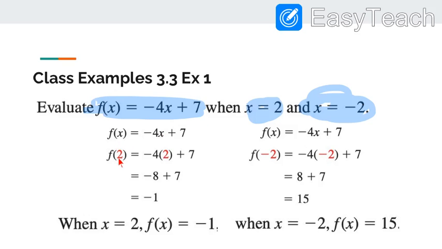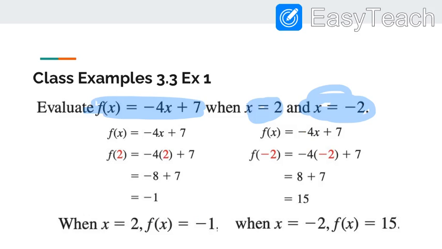So for the left one here, we've plugged in x is 2. Now notice how we write the initial function. We plug in our input. We put our input in our function. We solve the function just like we would a normal simplify and solve problem. And we get down to an answer. So when our input is 2, our output is negative 1.